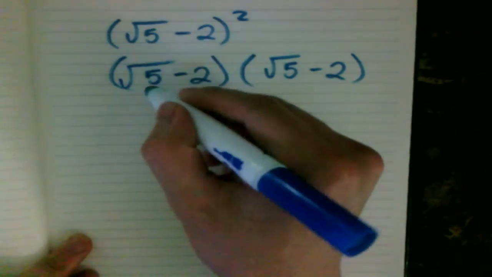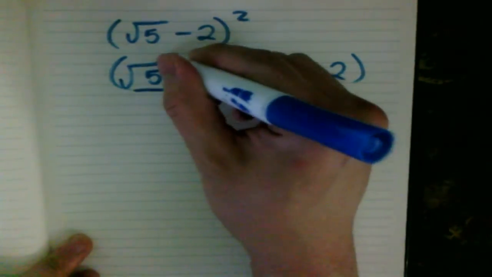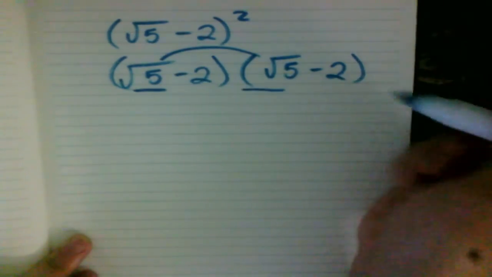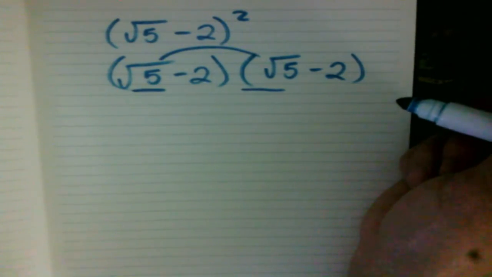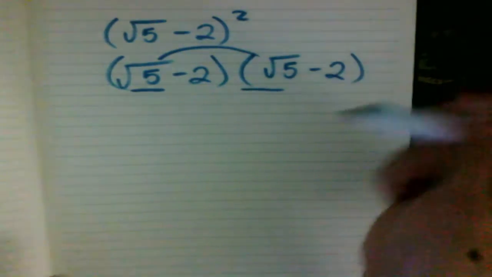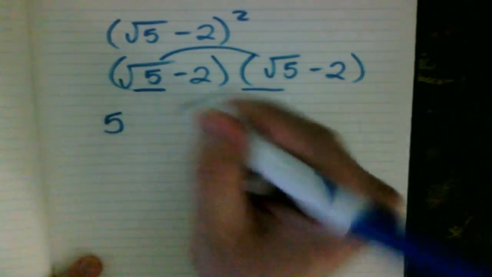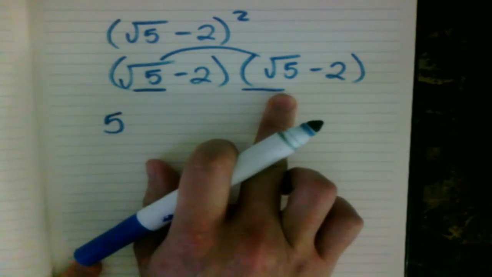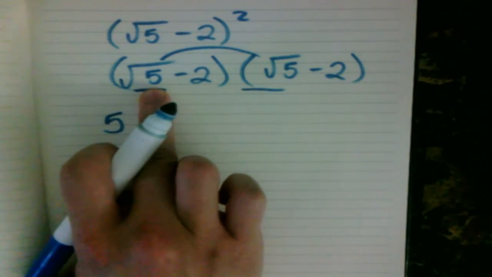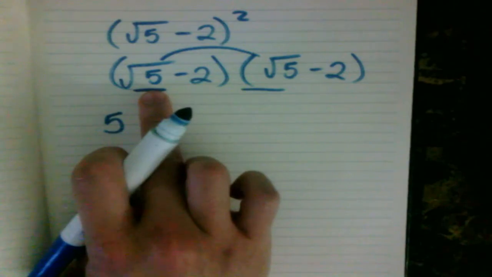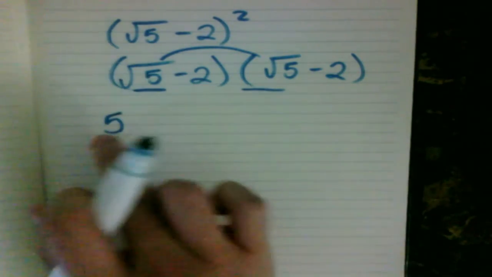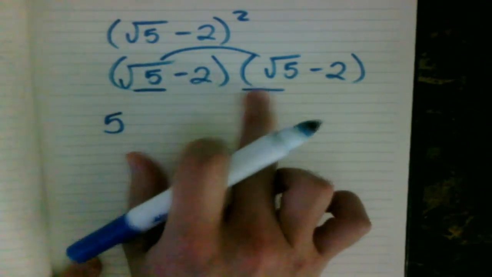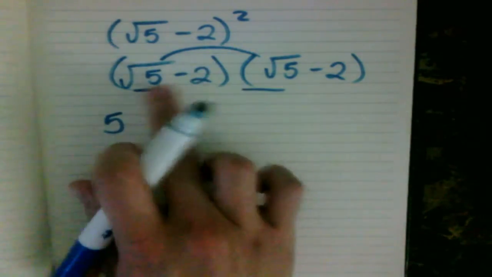So remember, you're going to take your first term times your first term. So first, square root of 5 times the square root of 5 is the square root of 25. Hopefully you know that the square root of 25 is 5. So whenever you take a square root of something times itself, it's always going to equal that number or letter underneath. Okay? So like the square root of 3 times the square root of 3 is 3. Square root of 50 times the square root of 50 is 50. It's just whatever's underneath. All right?